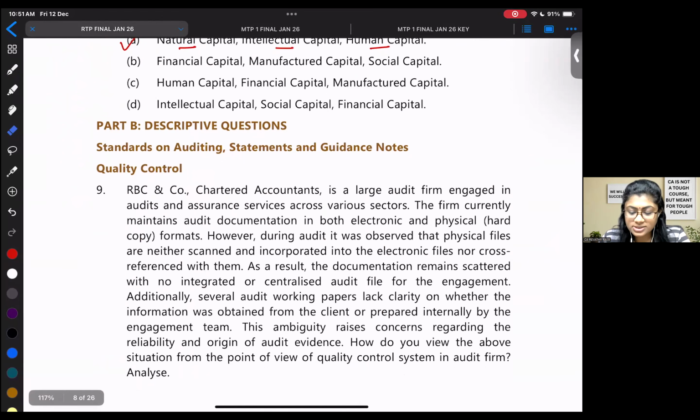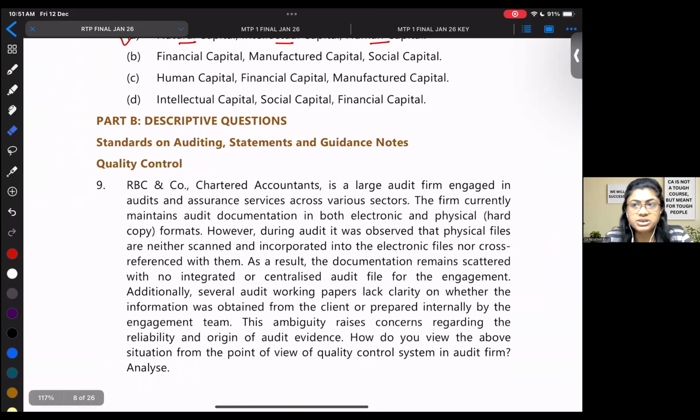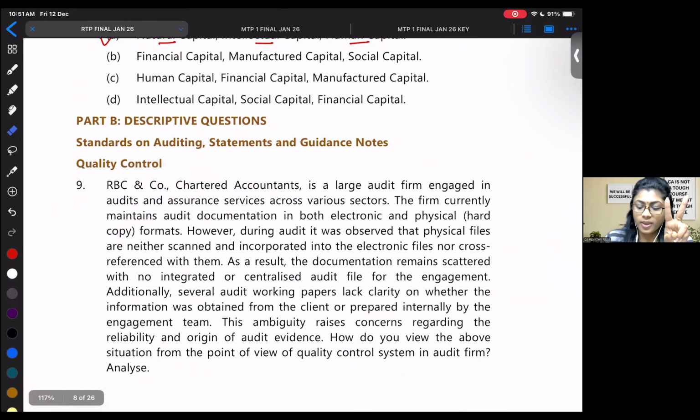Okay, so in the descriptive part, there are 2 options. First, it's a theory paper, unlike tax, AFM, FR, it's not problem-based. It's a theory paper. 2 options. Option 1: I can read the question, say the answer, and show the answer of RTP. Option 2: read the answer and guide you how to present in the exam. The answers are already there in the RTP. So which option do you want? Can we go with option 2?